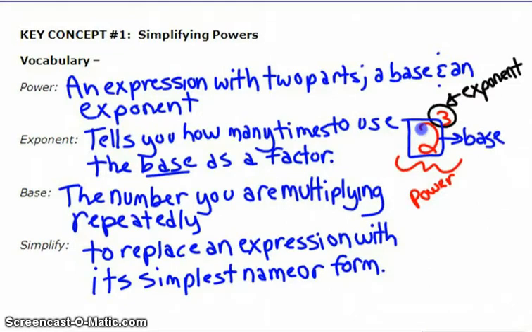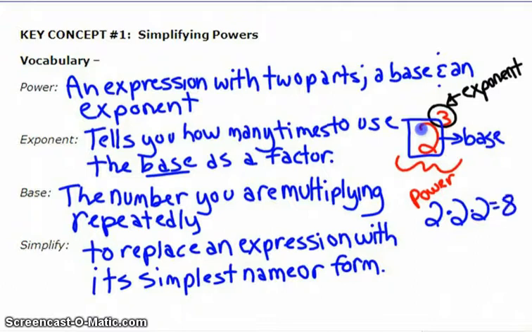So what 2 to the third power really means is that you're multiplying 2 by itself 3 times. So that means 2 times 2 times 2. Now be careful, 2 times 2 times 2 is not 6. 2 times 2 is 4. 4 times 2 is 8.